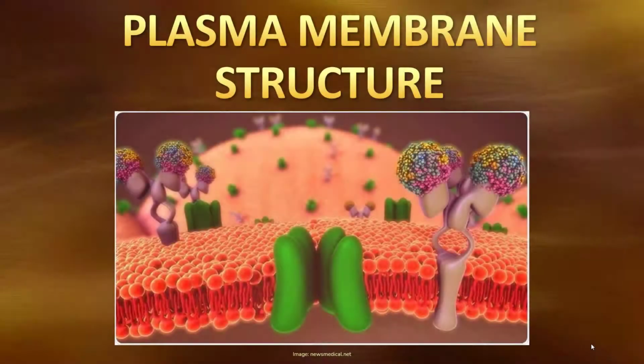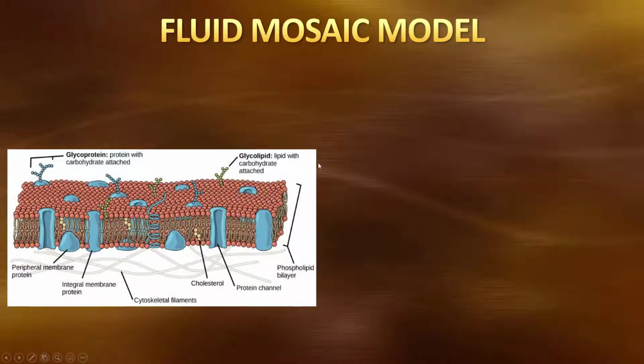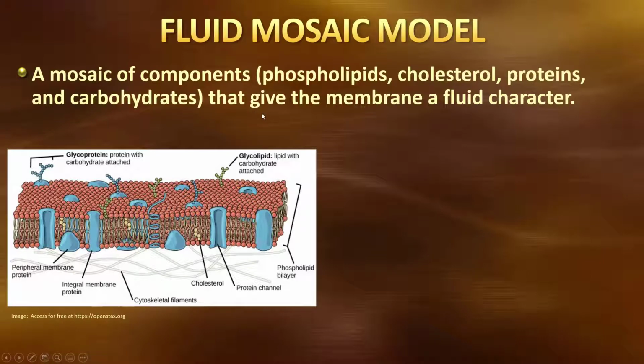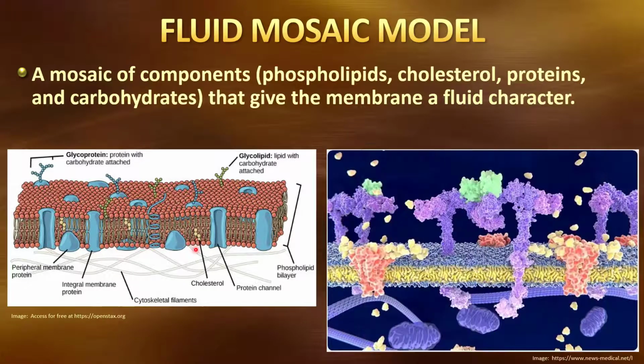Now we want to take a look at the structure of the plasma membrane. The plasma membrane is described by what we call a fluid mosaic model. It is a mosaic of components. It has a lot of different types of molecules in it, including phospholipids, cholesterol, proteins, carbohydrates. It is also fluid in nature. So these molecules can move around within the membrane.